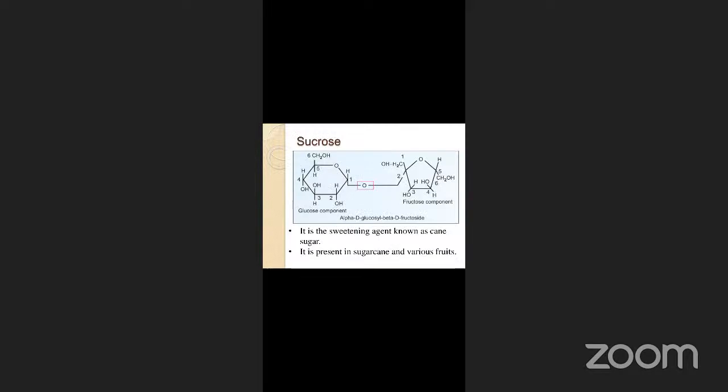So sucrose has one molecule of glucose and one molecule of fructose. So you have alpha D glucose and beta D fructose. These two are linked. How to name this: alpha D glucosyl, beta D fructoside. So this is the formal name of sucrose. And this is the sweetening agent in cane sugar. In the fruits, whatever sugar we have, that is sucrose.